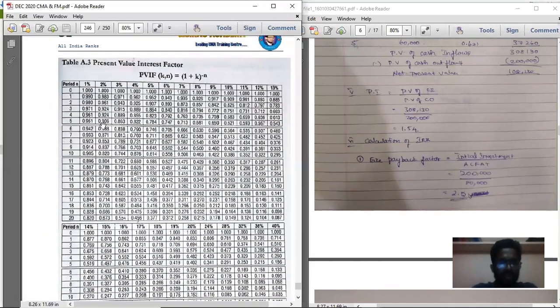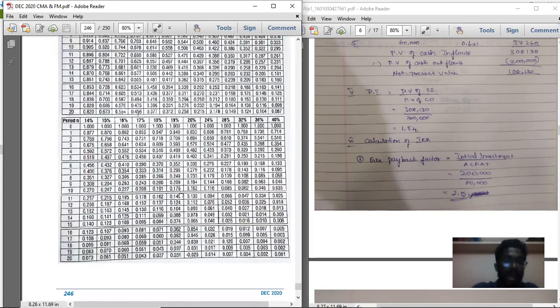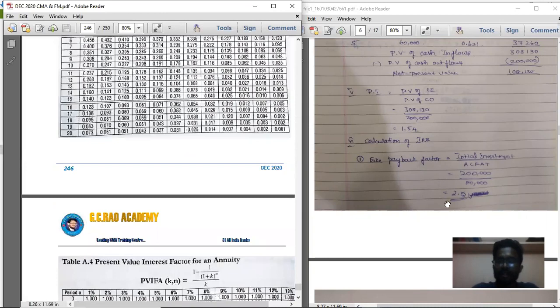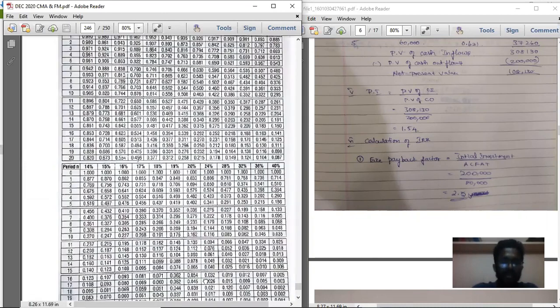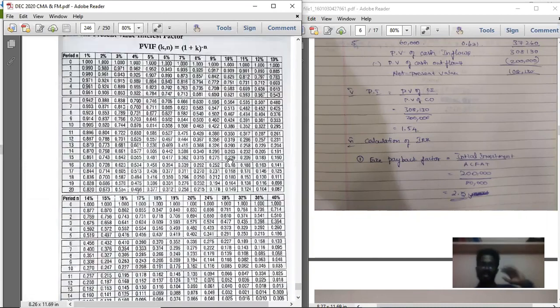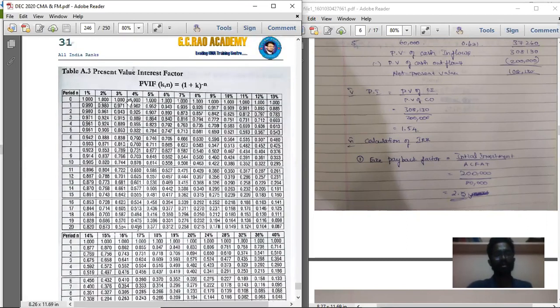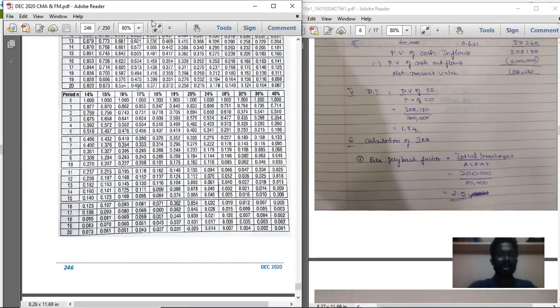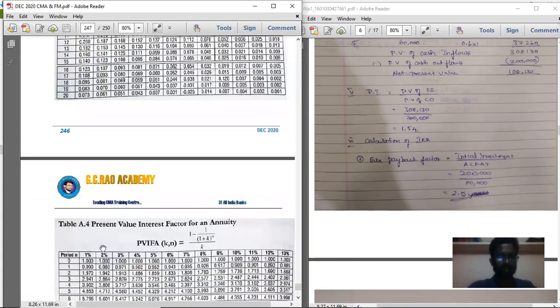Present value factor table. What is the fake payback factor? 2.5. And what are the years? 5 years. So come to the period 5 years. Now see where this 2.5 is falling in the annuity. Sorry, you should check this payback factor in the annuity present value factor table. First understand both. Present value factor is nothing but, for every year, how much is the present value, and annuity factor is nothing but the summation of all.